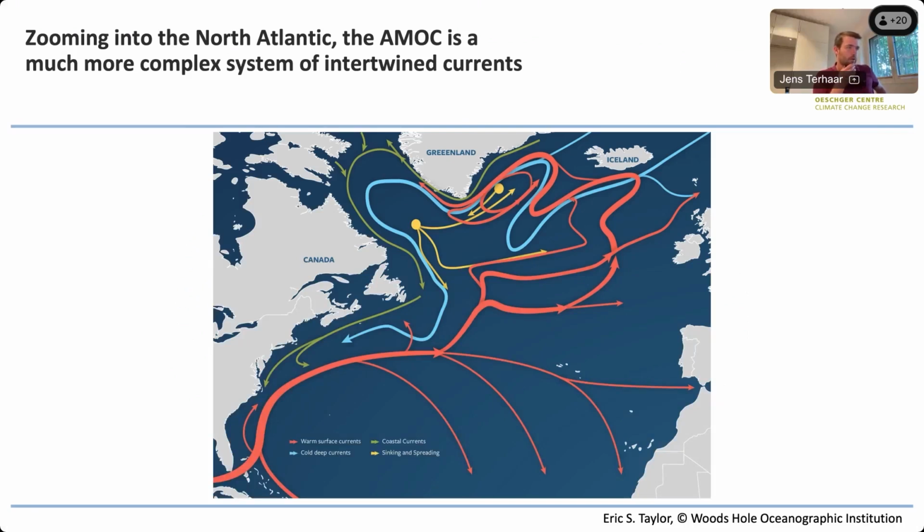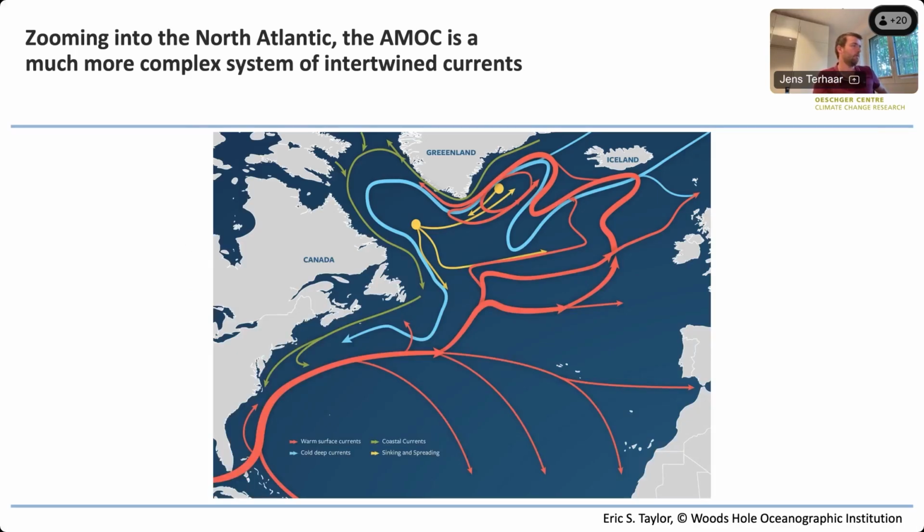In practice, the circulation looks much more complicated, and I'm not sure if we understand every detail of it so far. It's a much more complex system of different intertwined currents, as you can see here. But it is also a very important system for the climate. It warms the countries around the North Atlantic quite a bit, especially Europe.